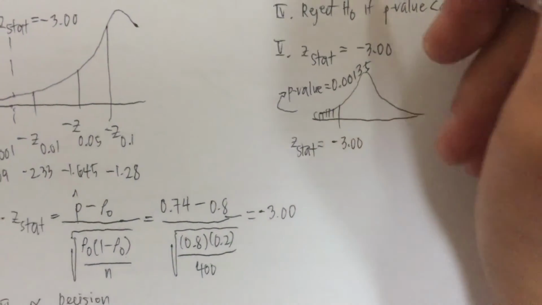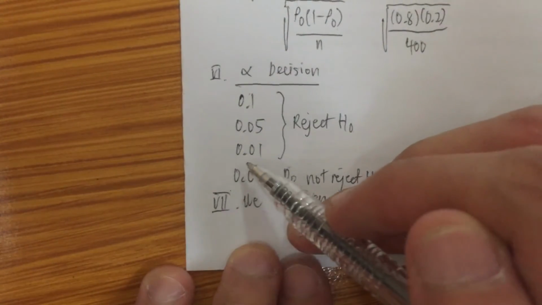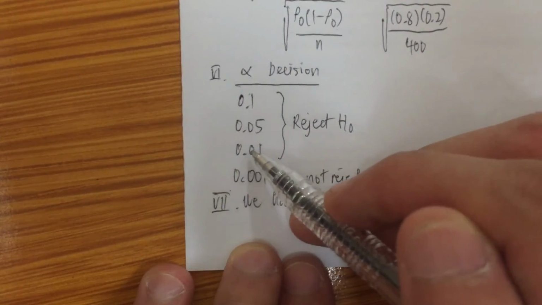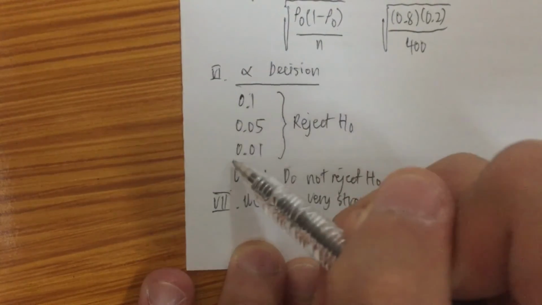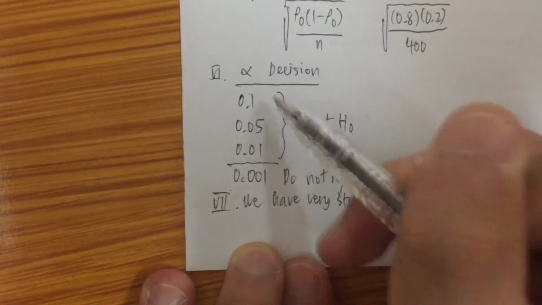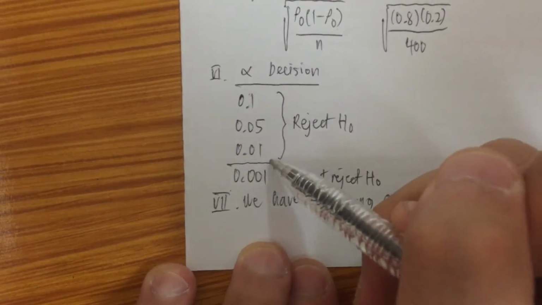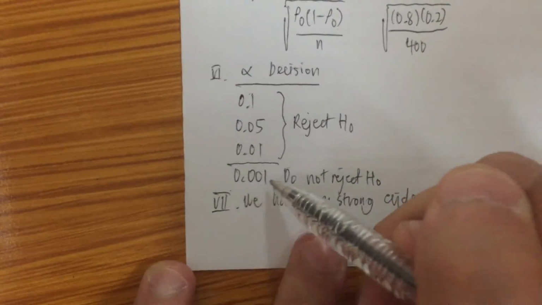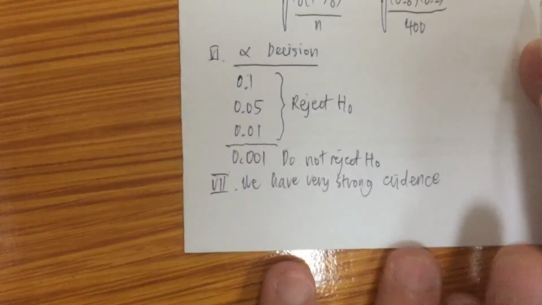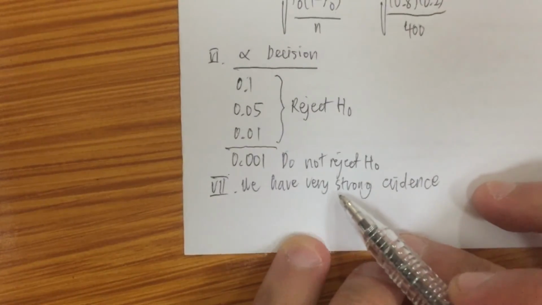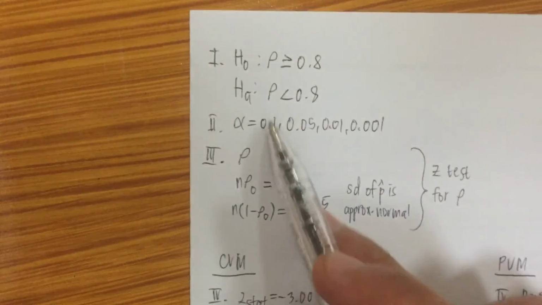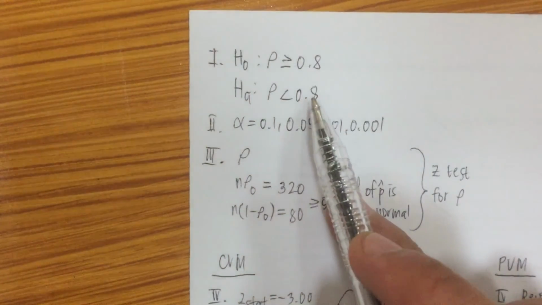And if you look for that p-value in the table, we will get 0.00135. So comparing this to the 4 values of alpha, it's less than 0.1, 0.05, and 0.01, but it's slightly bigger than 0.001. So again, we will have the same set of decisions. We will reject the null hypothesis for 10, 5, and 1%, but for 0.1%, we do not reject the null hypothesis. So the interpretation is also the same. We have very strong evidence to support the claim that the population proportion is less than 80%.